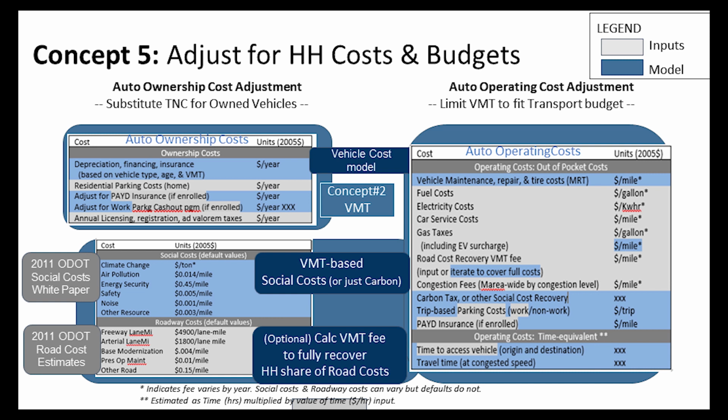And first I'm just going to talk about what costs. So these are all the policies. So everything in gray are things that the user can play with. The things that are in blue are things that the model is assuming. So Brian's done an extensive job of getting a lot of costs from AAA on depreciation, financing, insurance. So based on the age of your vehicle and how much you drive it, the model's going to calculate that for each of those households.